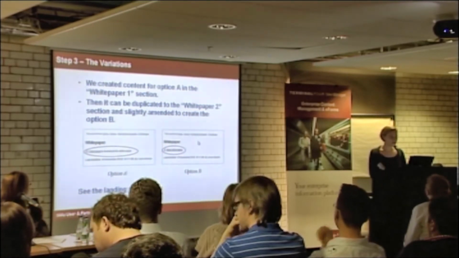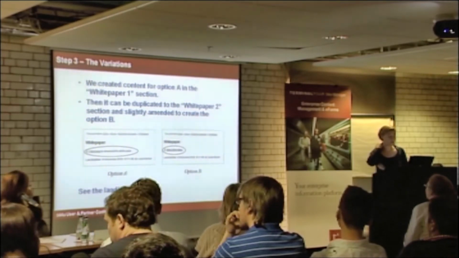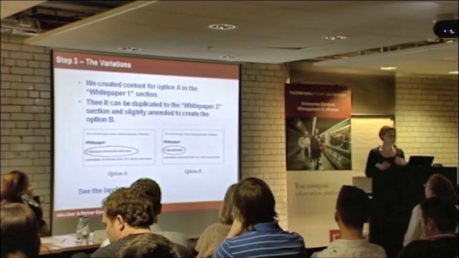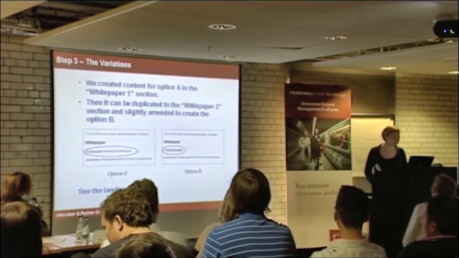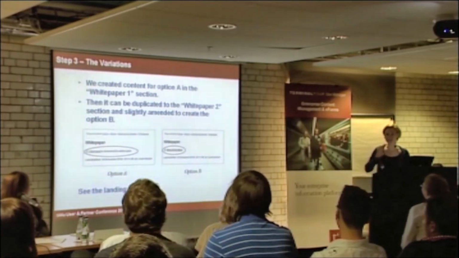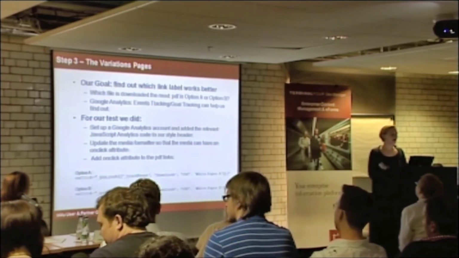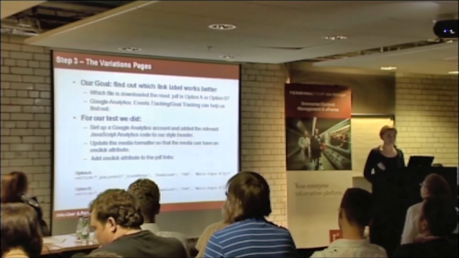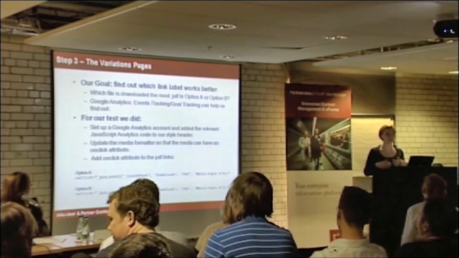And then we need to populate content in the second subsection as well. So for instance, what you could do here is take your first content, duplicate the content, and then slightly amend it to create the option B of the content. Now, what we are looking for is the best option, which is the best link to get users clicking.